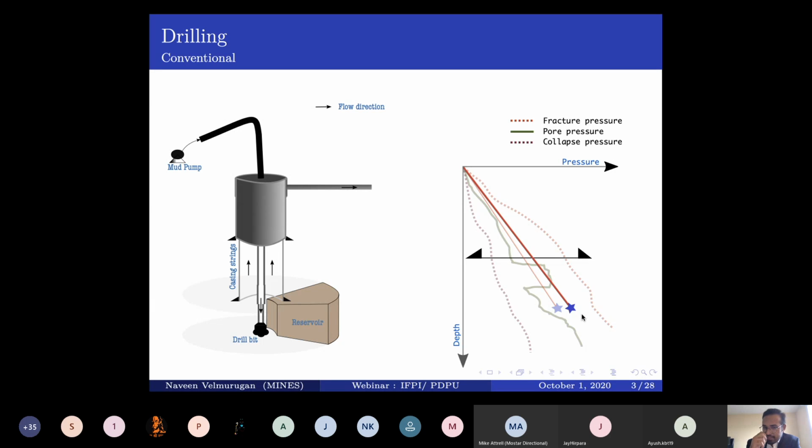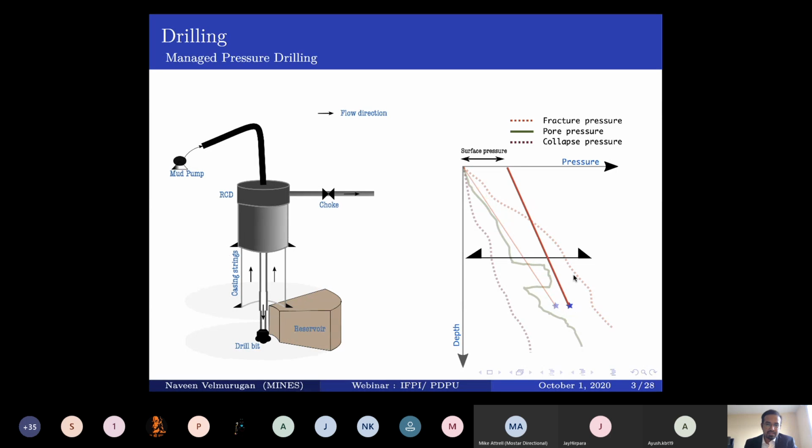And how could we now dynamically manage such pressures? In conventional drilling, you might have to place another casing here to isolate the section, but that's an expensive process. So how could we widen this boundary and have dynamic control? That's where managed pressure drilling comes in. What happens is, instead of having an open section at the surface flow, which is open to atmosphere, we isolate the circulation system using an RCD, which is a rotating control device.